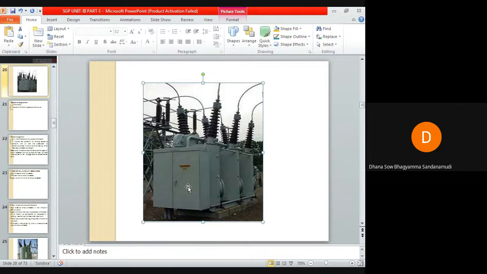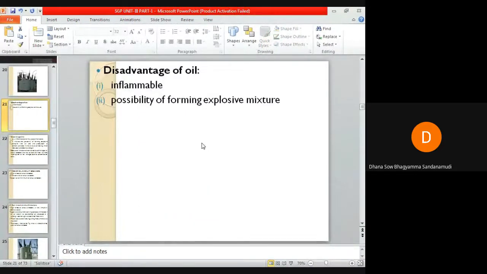There are some disadvantages for the oil circuit breaker. It is inflammable and may pose a fire hazard, and it includes the possibility of forming an explosive mixture with air, and the production of carbon particles in the oil due to heating, which reduces its dielectric strength. Because of these disadvantages, oil circuit breakers are not suitable for heavy current interruption at low voltages due to carbonization of the oil.